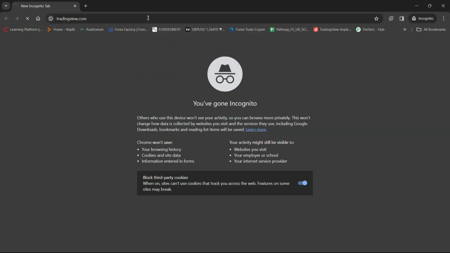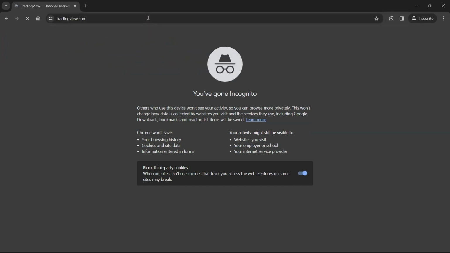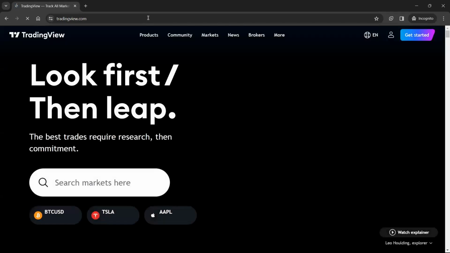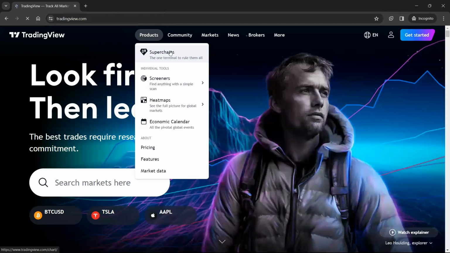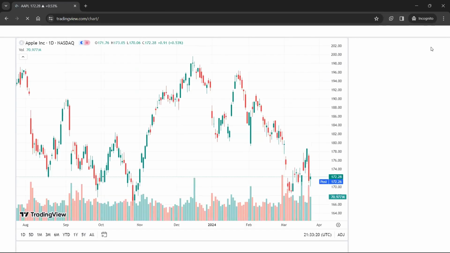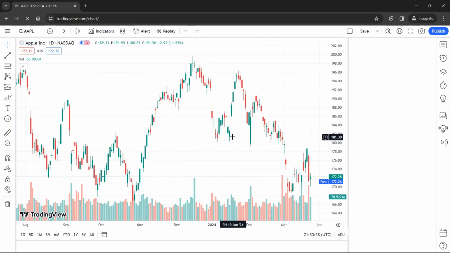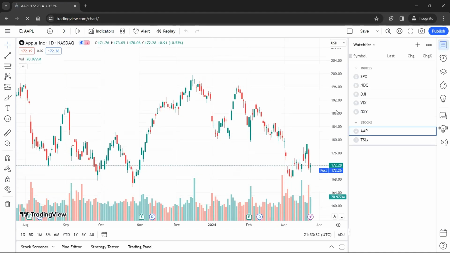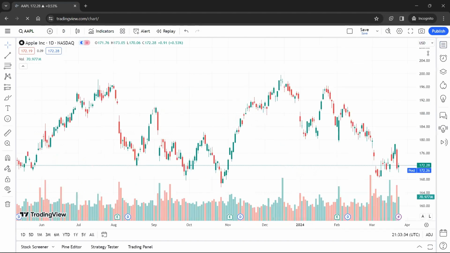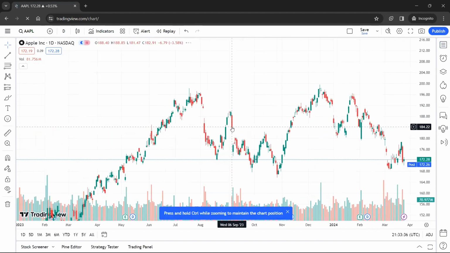So it's going to open something like this. So you quickly go to products and Super Charts. So it's going to load up the charting software for you. This is where you analyze the market. It's going to look like this because you've not customized any settings. You may have customized mine, that's why it's looking like that. So it's going to look like this your first time visiting TradingView.